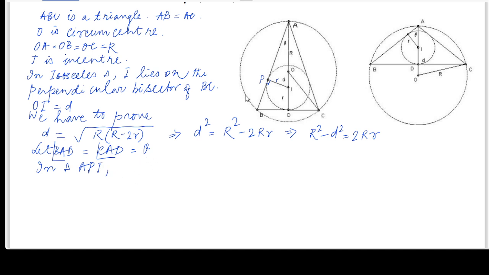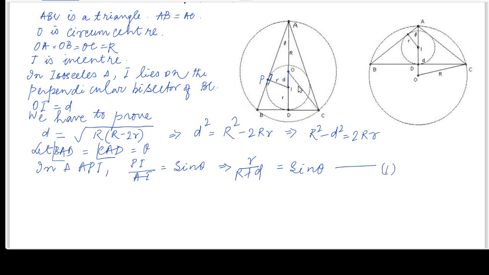I am applying trigonometry. PI over AI equals sine theta, where the angle at P is 90 degrees. So PI is equal to small r, AI is equal to R plus d, so r over R plus d is equal to sine theta. This is equation 1.